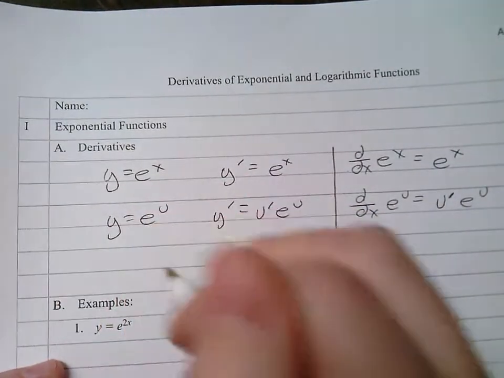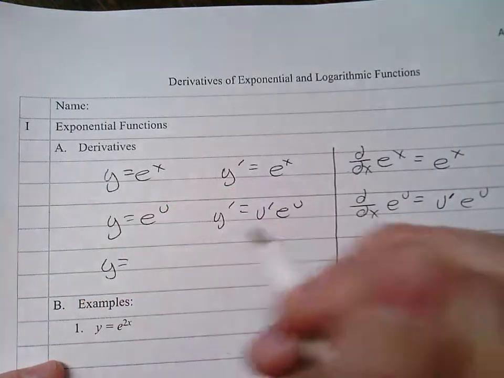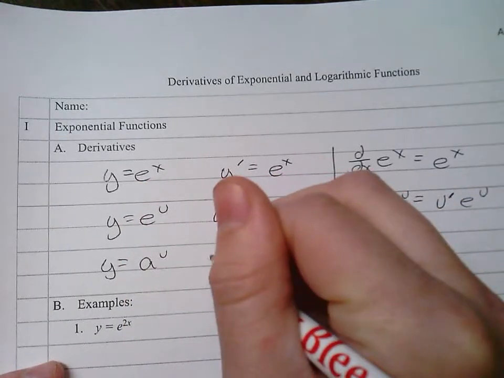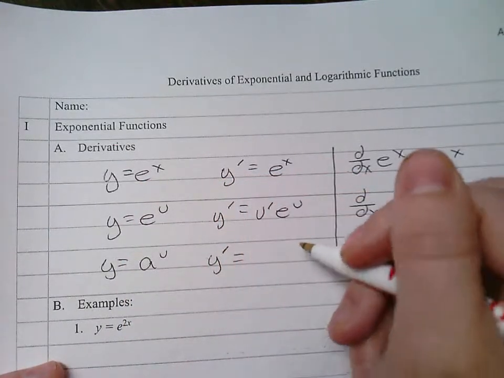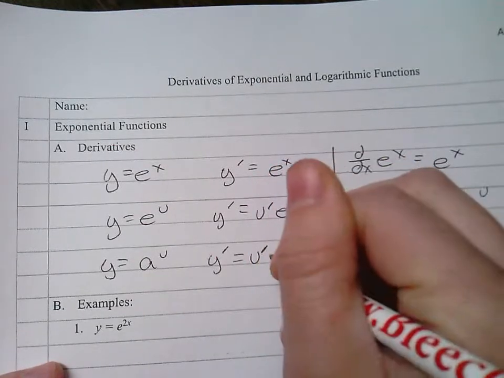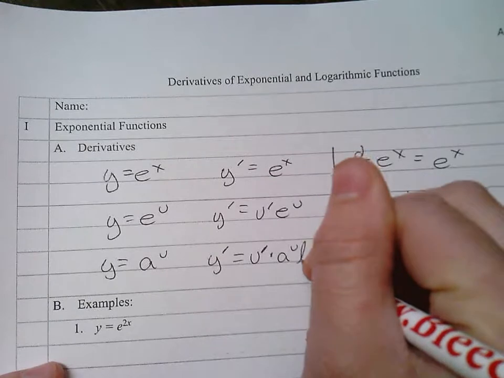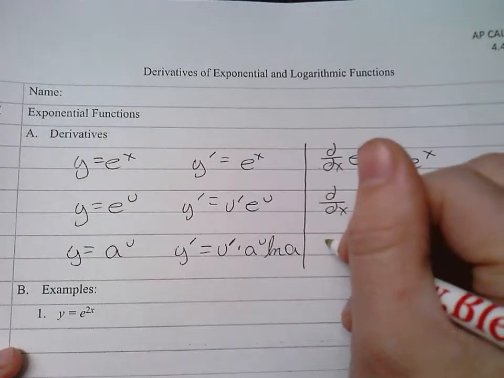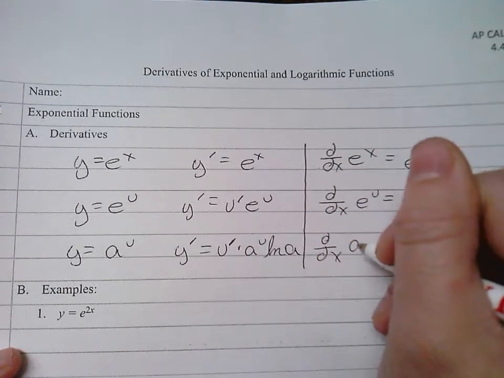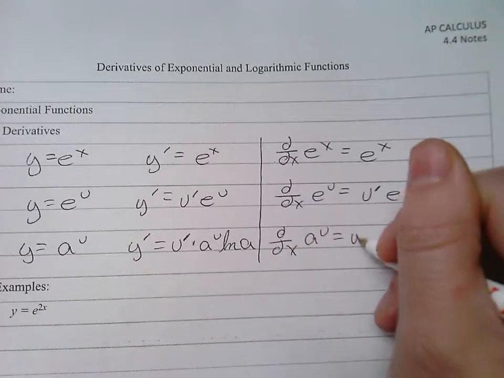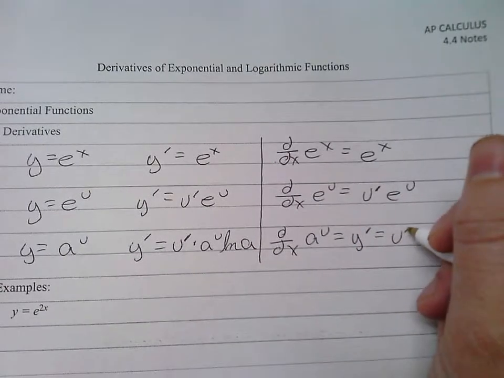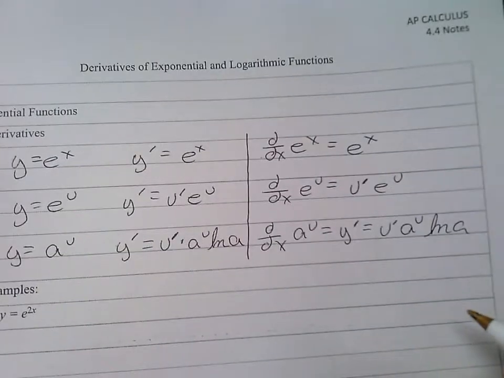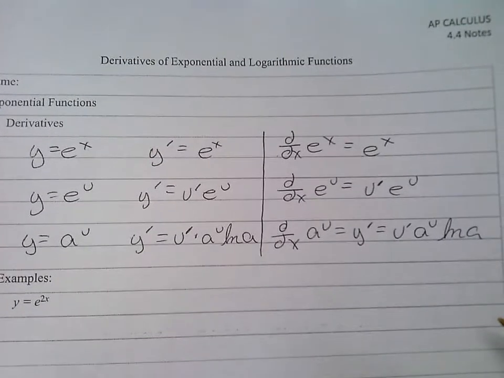And then y equals a to the u. So let's say like a is 2 instead of e. The derivative of a to the u is going to be u prime times a to the u natural log of a. And the other way of writing this, d over dx of a to the u, is going to equal y prime equals u prime a to the u ln of a. Okay? So there's your derivatives of exponential functions.